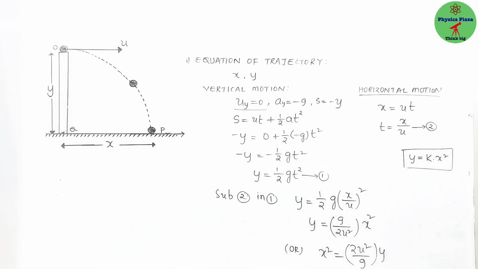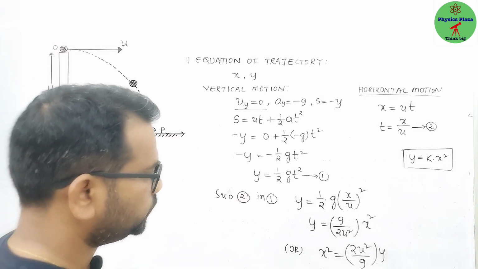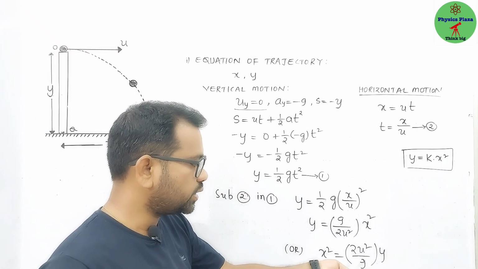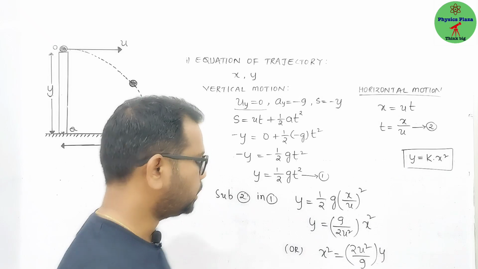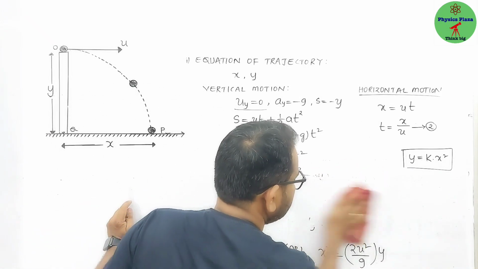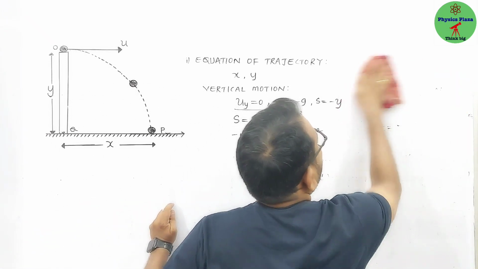Copy this, just copy this. Let me check. Are you able to see? Of course, yes, you are able to see that. Okay, fine. And the second one: this is the equation of a parabola. So x square is equal to a constant k into y. It can be anything. Okay, fine. This is the equation of a parabola.